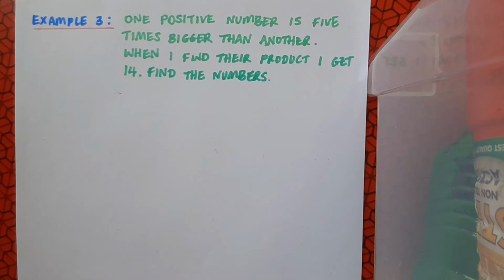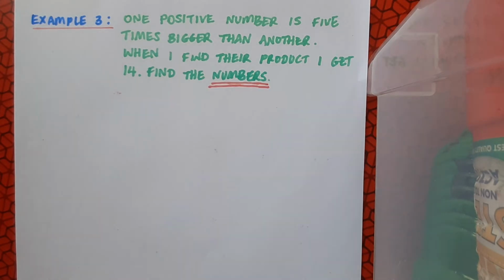Okay, so here's example 3. It says one positive number is 5 times bigger than another. So we're talking about two different numbers here. When I find their product, I get 14. Find the numbers. Just note here that it says find the numbers. So I need two parts to my answer. The positive number and the positive number that's 5 bigger than the first one.